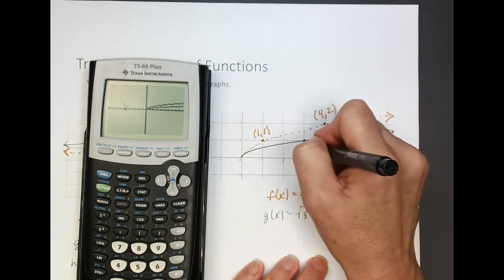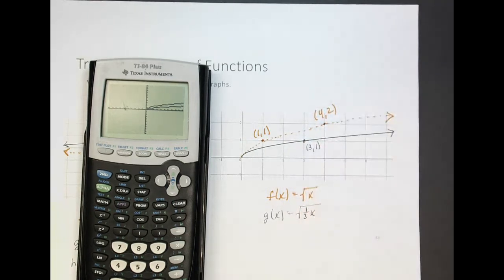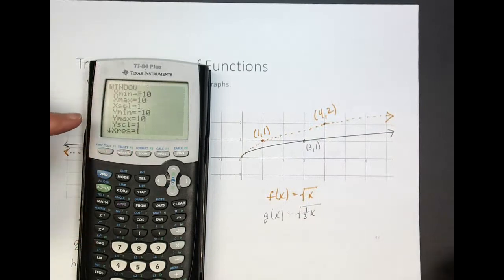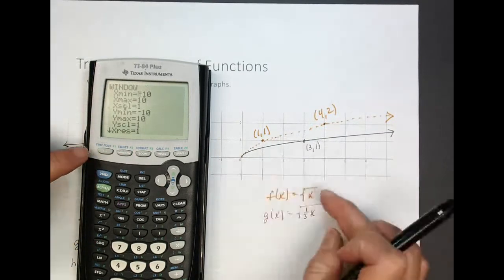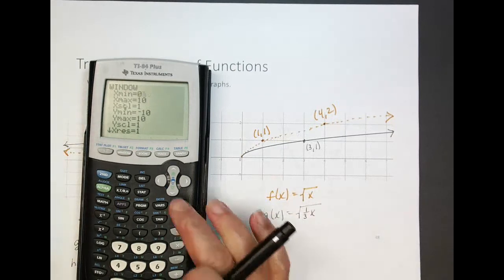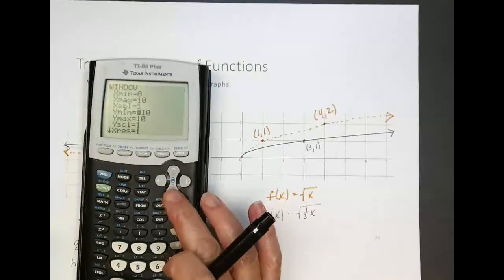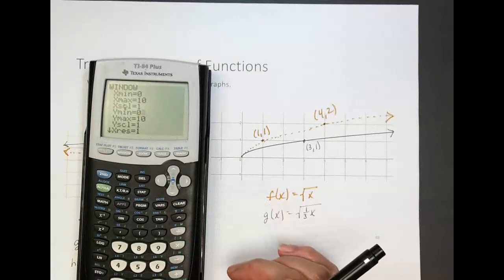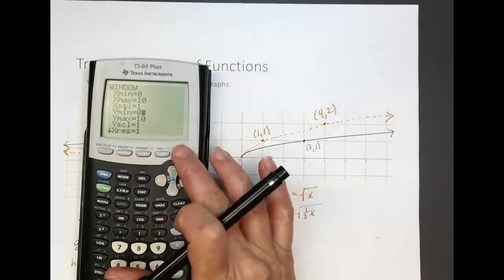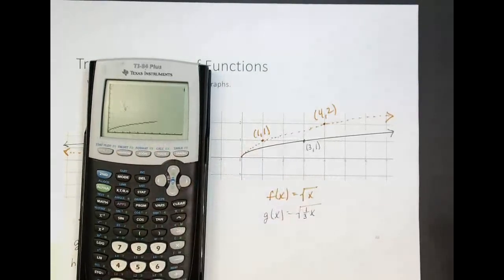This point here has the coordinates 3, 1. So let me change my window just to blow it up a little bit. I don't care about negative x's. They don't work here. So let me do my x minimum of 0. And I don't care about negative y, so I'll make the y minimum 0. We'll still let the maximum stay 10, and we'll use a scale of 1. There's a little better view of the two graphs.